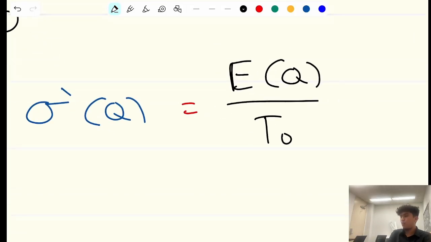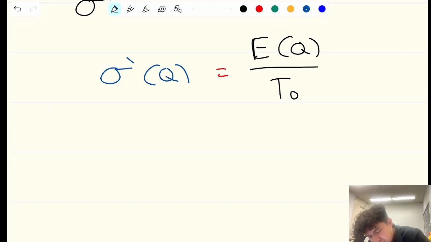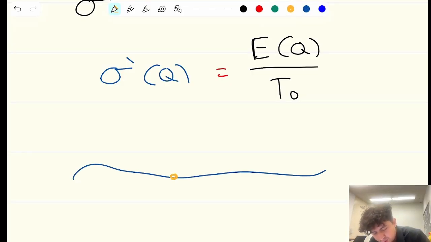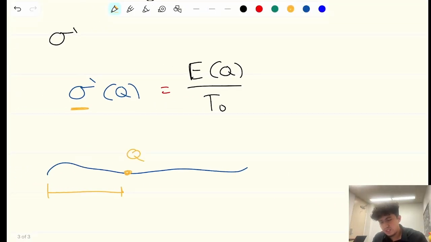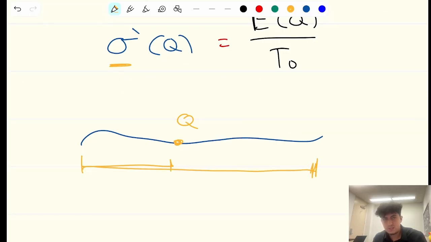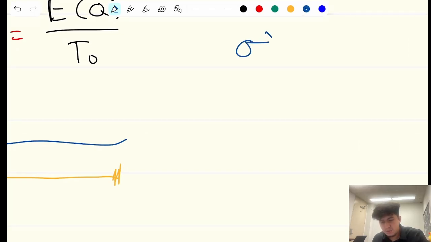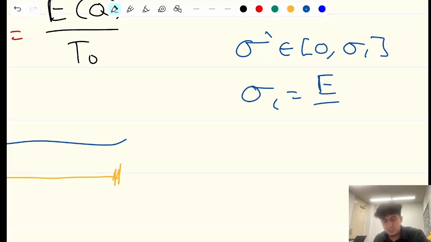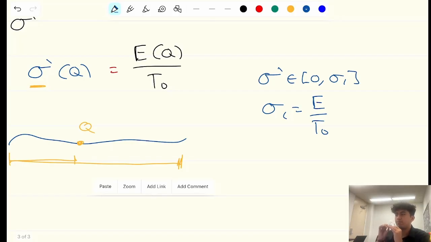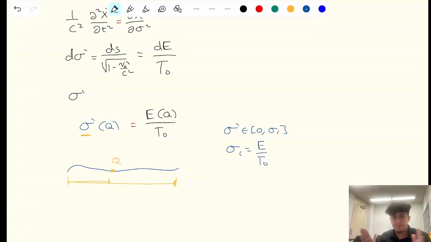So what this means is, if you have a string, let me draw this, and I have a point, this is a point Q, sigma is going to be the amount of energy there is from here to here. So essentially when you get to the maximum length of the string, you're going to have all the energy. So we're going to have sigma prime go from 0 to sigma 1, and sigma 1, the other end, is going to be E over T0, that we know is the total energy of the string over the tension. All we know is the number we're assigning to be the total stretch of the string.